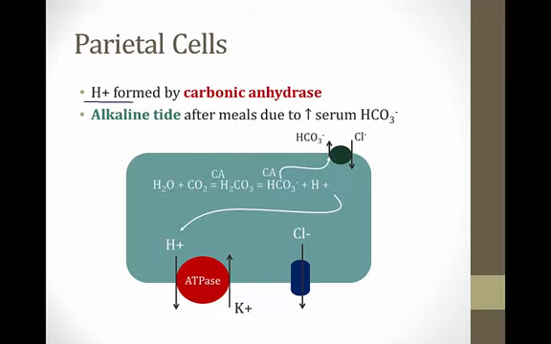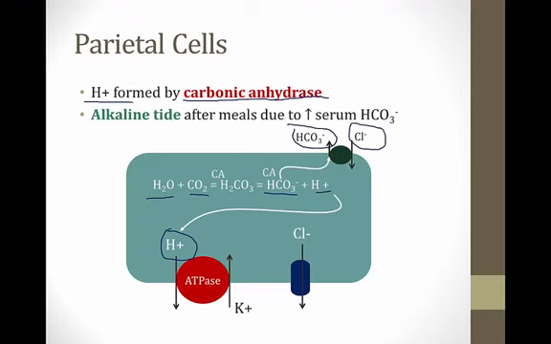The hydrogen ions that are pumped out into the lumen of the stomach by parietal cells are formed by the enzyme carbonic anhydrase. Carbonic anhydrase takes molecules of water and carbon dioxide and converts them into molecules of bicarbonate and H+. The H+ then gets pumped out into the lumen of the stomach via the hydrogen potassium ATPase pump. The bicarbonate then goes out into the serum via a bicarbonate chloride antiporter.